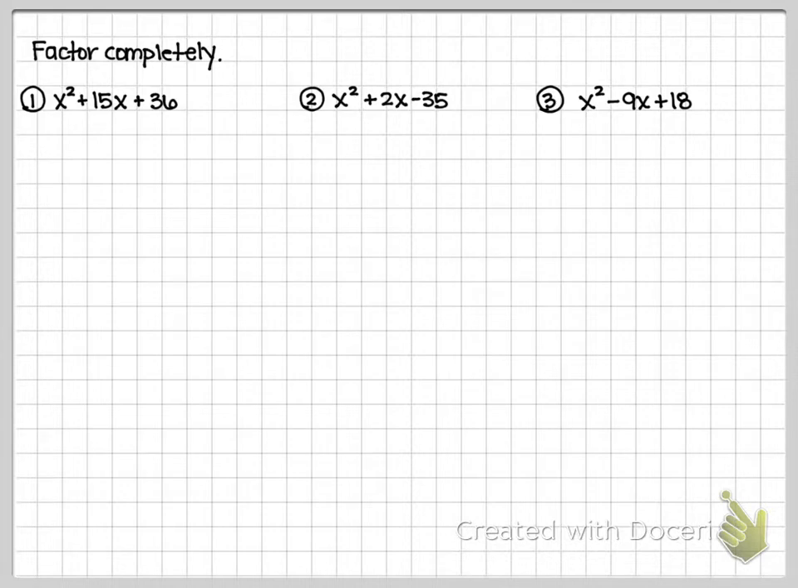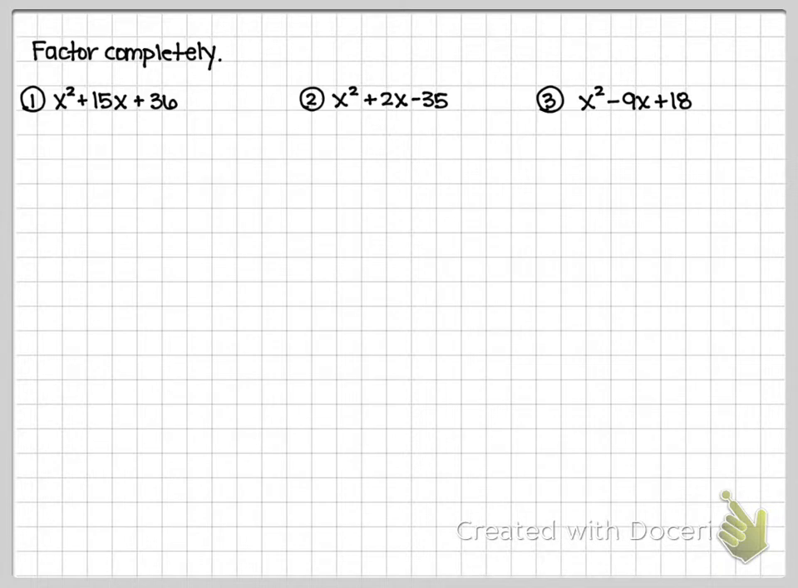How many terms do I have? I have 3. If I have 3 terms, I'm going to look to see that it is a quadratic. So I want it to be x squared, x, constant, and I want it in that order, which I do have. All right, so no GCF. It is in descending order, so x squared, x, constant.